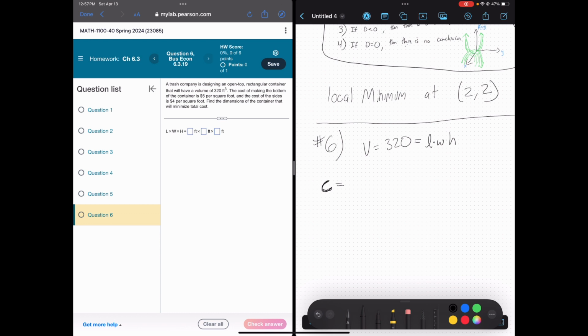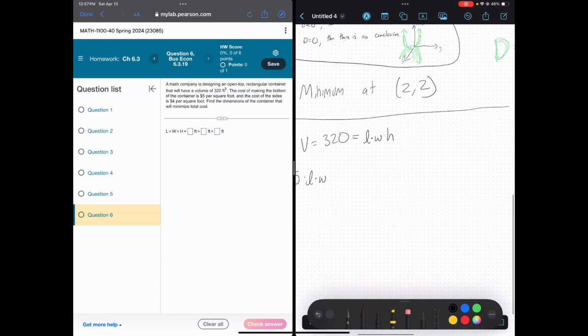And first of all, it costs $5 per square foot for the bottom of the container. So it's $5 times the area of the bottom because it's per square foot. Well, how do I calculate the area of the bottom side? I can just do length times width. So that takes care of the bottom of my container. I should have done this earlier, draw a picture to help you out. So here's my length, my width, and my height.